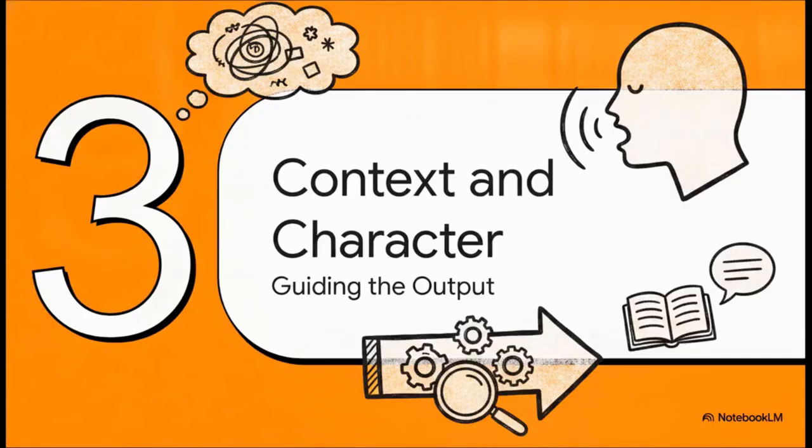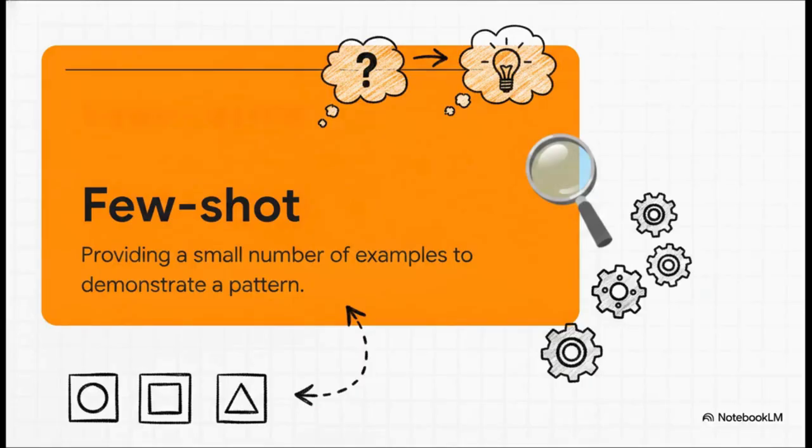Section 3. Adding context and character. Guiding the output. So how do we actively guide that output to get what we actually want? Well, through few-shot prompting. This means you're prompting an AI model by giving it a small number of examples to really demonstrate the desired pattern or output format you're looking for.